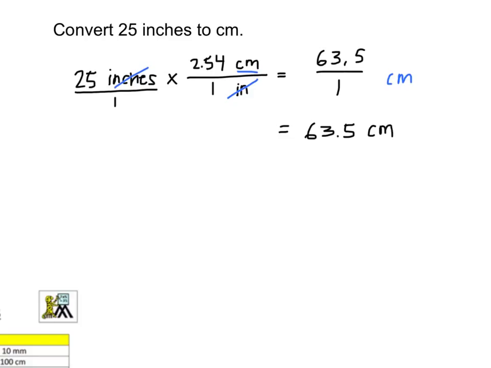So I have solved this problem. I've successfully converted 25 inches to centimeters, and it turns out the 25 inches would be equal to 63.5 centimeters. And that makes sense because centimeters are a smaller unit of measure. A centimeter is shorter than an inch, so there should be more centimeters in the same amount of space as there are 25 inches.